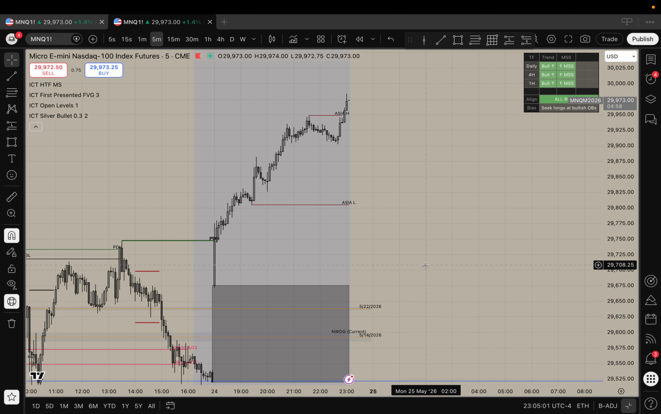Unless it gets filled tomorrow during the bank holiday, because bank holidays tend to present very textbook setups for no apparent reason, even due to the lack of liquidity.